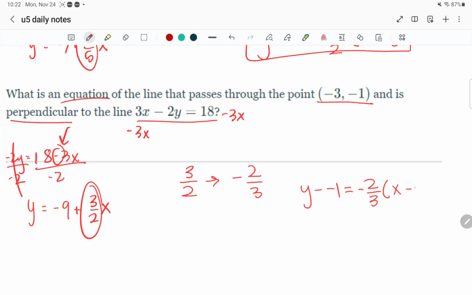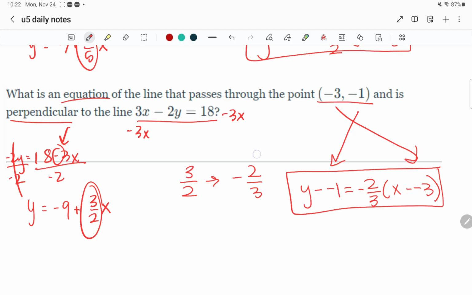Lots of negatives this time, which is totally fine. Delta Math accepts this answer. That's great. And that's my answer, right? My y value, my x value, my slope. And that's how it's done.